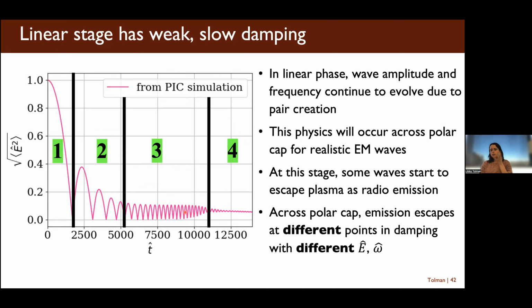And at this stage, some of your waves will start to escape the plasma as radio emission. And across the polar cap, the emission will escape at different points in the damping with different values of electric field and frequency, right? So depending on where you are, you could escape early in phase 4, where you have a certain electric field amplitude and frequency, or you could escape later in phase 4 when you have a different electric field amplitude and a different frequency.